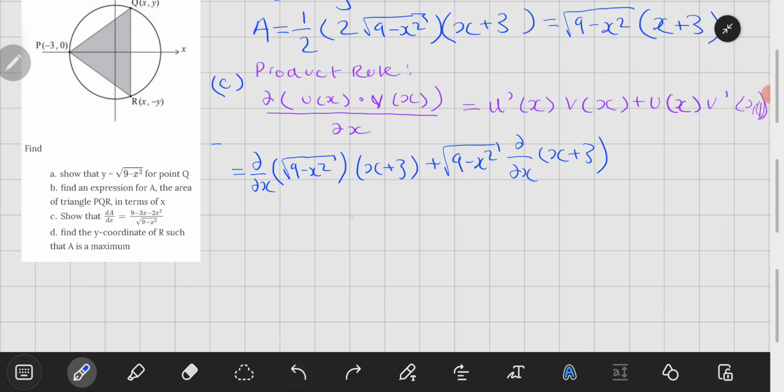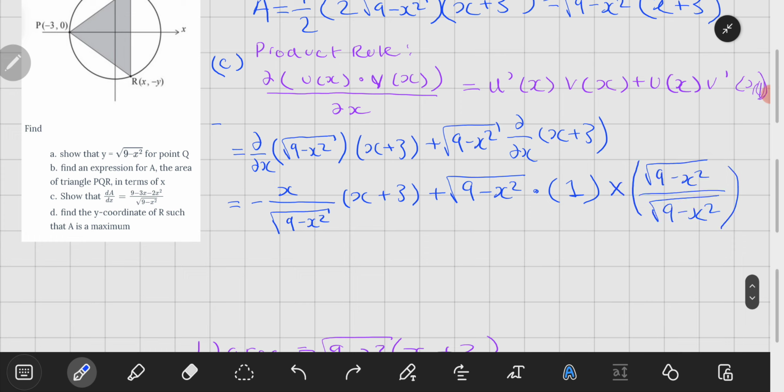So if we write this simply, it should look something like this, where we take the derivative of root 9 minus x squared and multiply it by x plus 3, plus our term root 9 minus x squared multiplied by the derivative of x plus 3. So if we differentiate, we will find that we get negative x over root 9 minus x squared times x plus 3 plus root 9 minus x squared multiplied by 1.